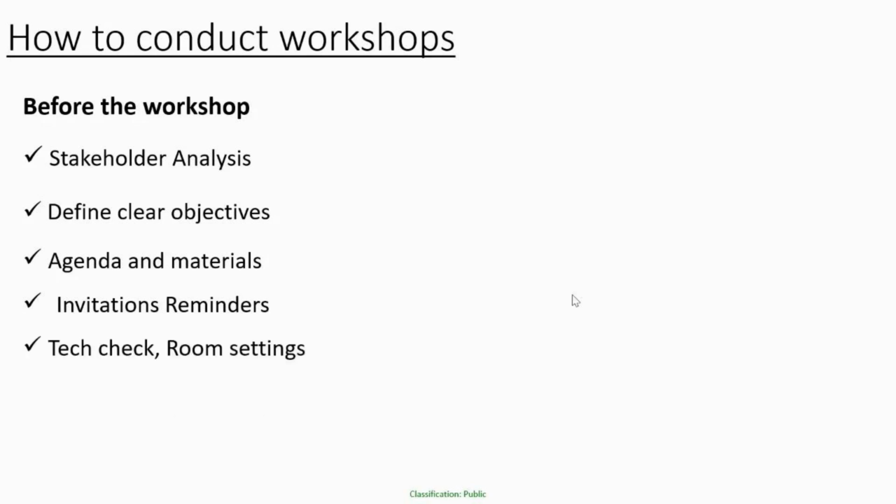The next thing is the tech check and room settings. This seems to be a very trivial thing, to be frank, but it really is important. What comes in tech check is nothing but ensuring that all the required things are there and in a working position in the meeting room. Maybe you want to use the projector or the screen monitor to show some slides, or you might want to connect with some stakeholders who are not available there through a conference call, through a Teams call.